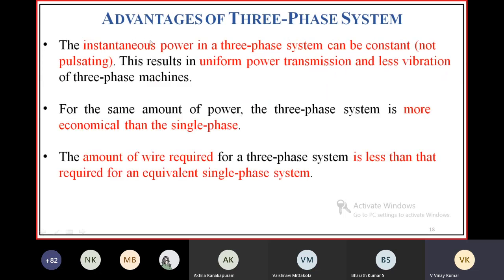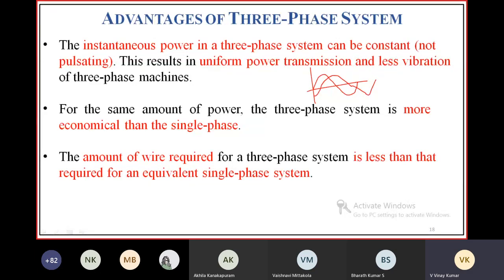Next, the instantaneous power in a three phase system can be constant, whereas in case of single phase system, it is not like that, right? In case of single phase system, this is the voltage waveform. Let me use a lagging load, where current lags voltage by an angle phi. So this will be the current waveform.